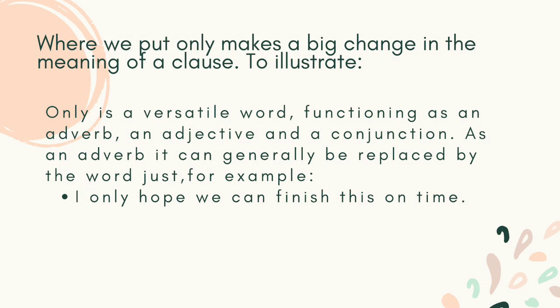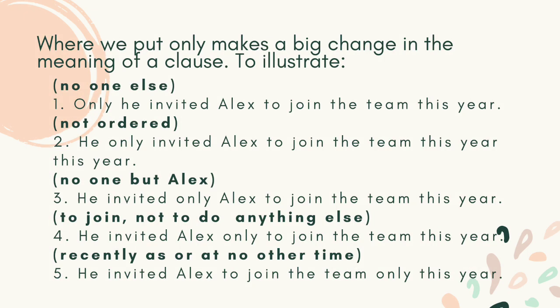Where we put only makes a big change in the meaning of a clause. So first, let us illustrate what is only. Only is a versatile word functioning as an adverb, an adjective, and a conjunction. As an adverb, it can generally be replaced by the word just, as in the following examples: it's only an idea. For example, I only hope you can finish this on time. We use only to mean that something is limited to some people or things. We need to place the word only as close as possible to the word or phrase it modifies.